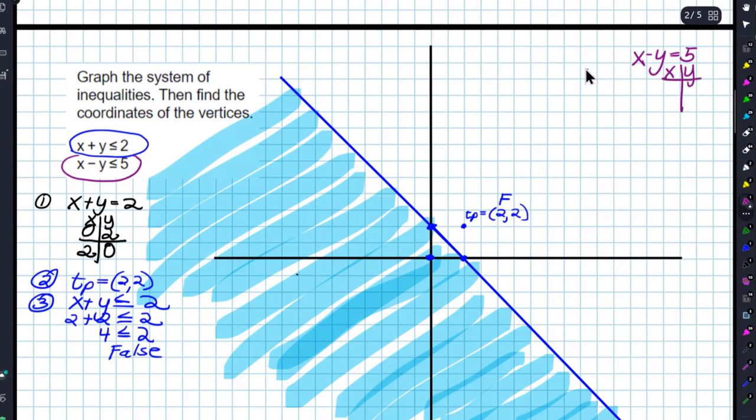Now, if x is 0, we're going to have 0 minus y, and I'm going to have to actually work this out. So, negative 1 y equals 5. Divide both sides by negative 1. Cancel, cancel, cancel, cancel. Y equals negative 5. So if x is 0, y is negative 5.